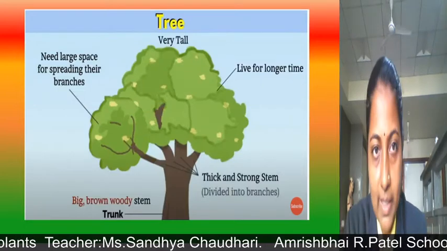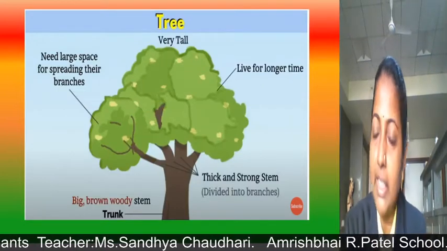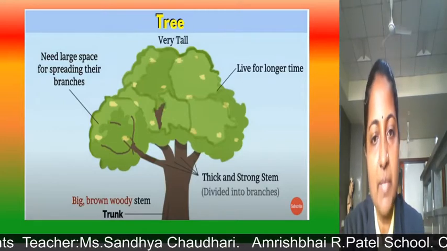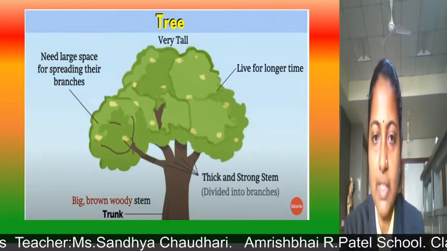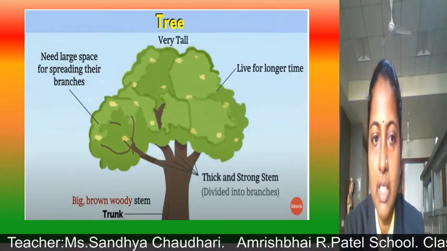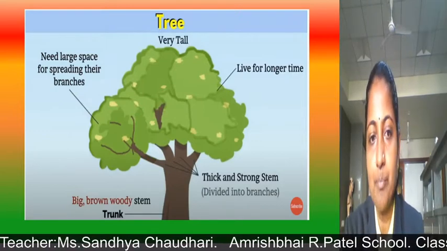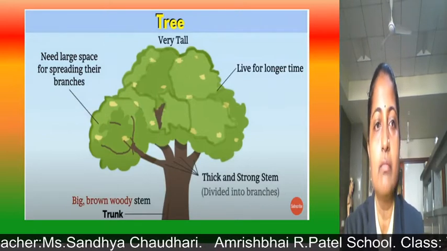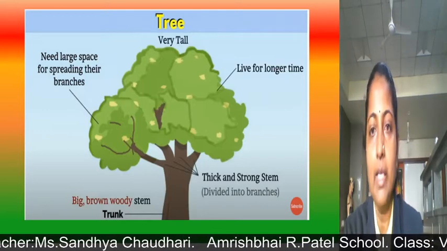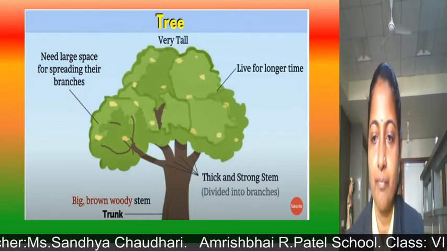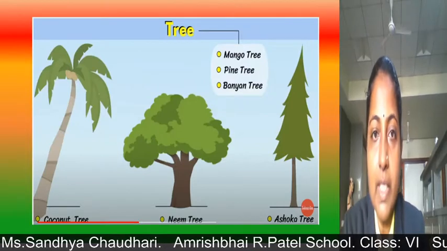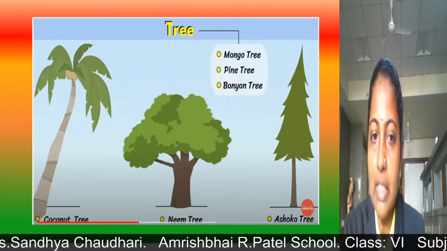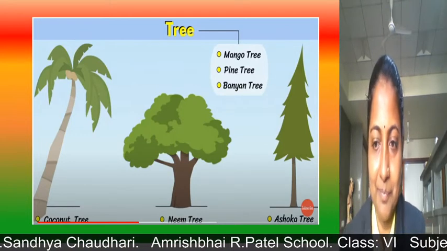Now let's see about trees. Trees are very tall. They live for a longer time and the thick and strong stem is there and they are having many branches. They are divided into many branches and big brown woody stem is there. Trunk is there and the branches need large space for spreading their branches. Examples of trees are mango tree, pine tree, banyan tree, ashoka tree, neem tree, coconut tree.